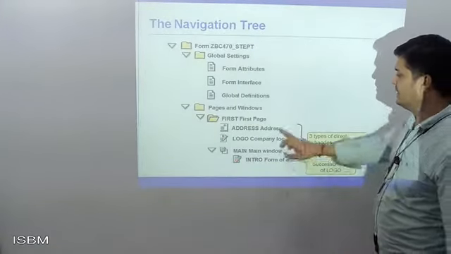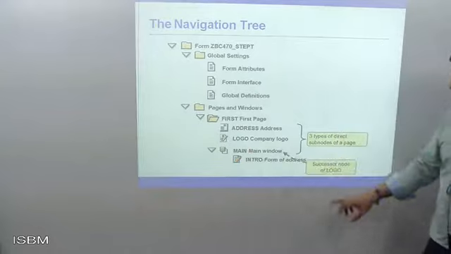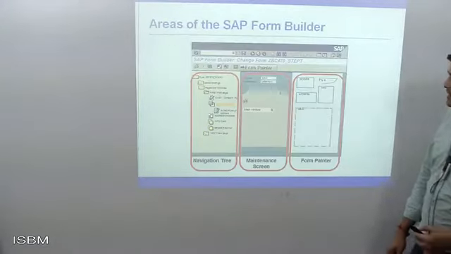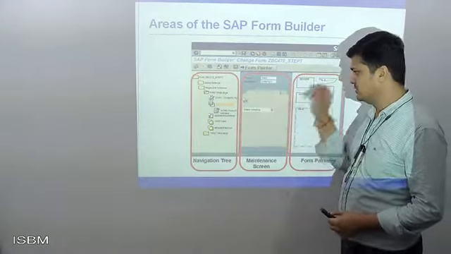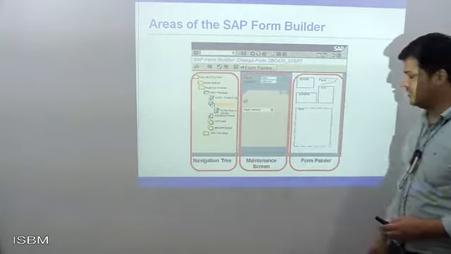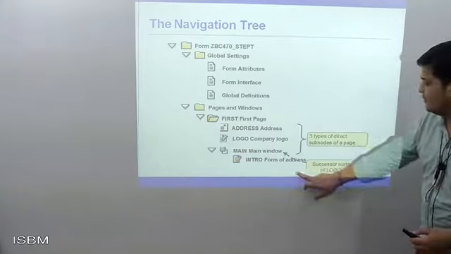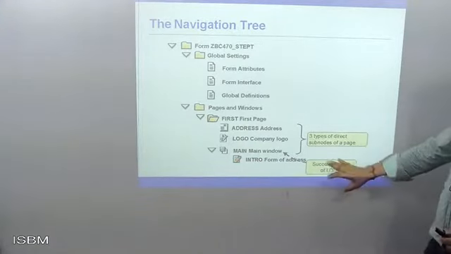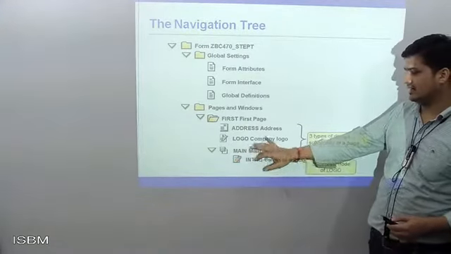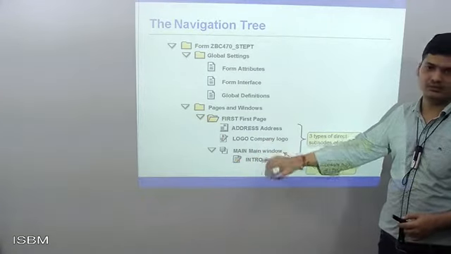Then we have an address, we have the logo, then we have a main window. You can see over here, this is the main window. In the main window, there are a lot of things we can do. Initially, they have written the intro form of the address. This is a successor node of the logo. You can see that the main window is a successor node.